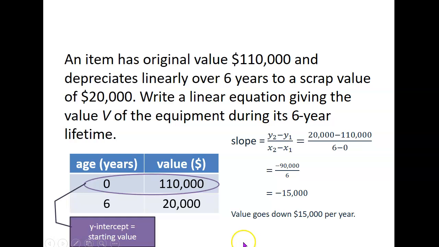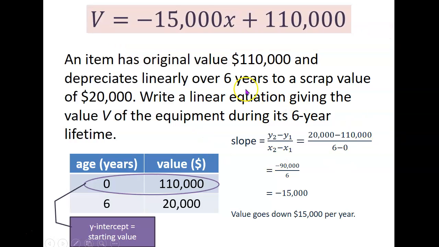And actually, we do know the y-intercept, because one of these points has 0 for its x-coordinate. That is the y-intercept, or if we're calling it V, I guess it would be the V-intercept of this line. So the y-intercept is the point where x is 0, and that's your starting value. After 0 years have gone by, what's it worth? So because we know the slope and the number for the y-intercept, we can just right away write an equation using that slope-intercept form. Can you see what that would look like?